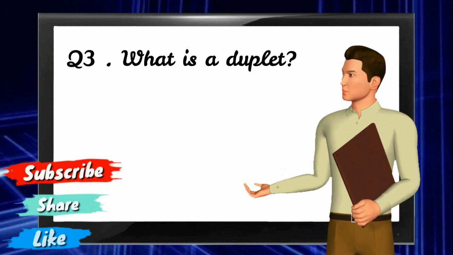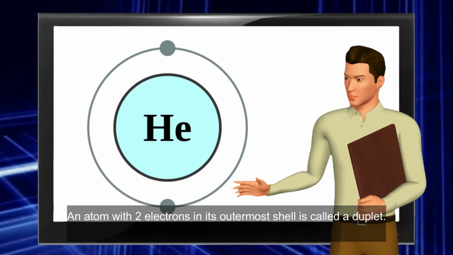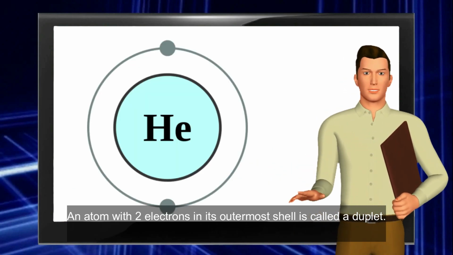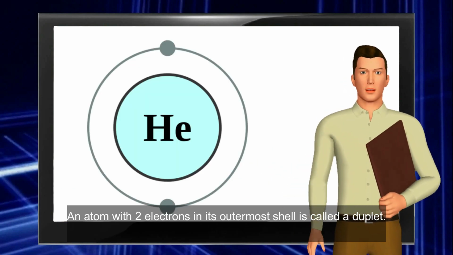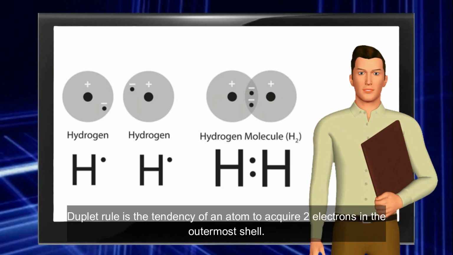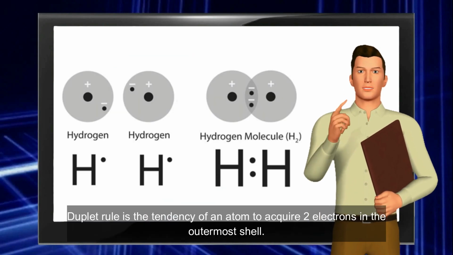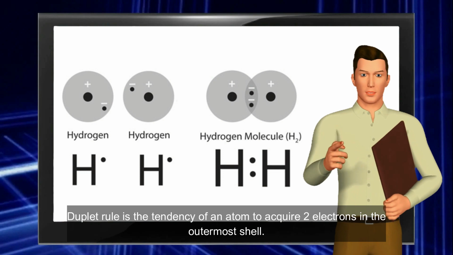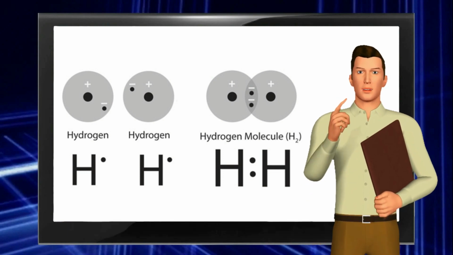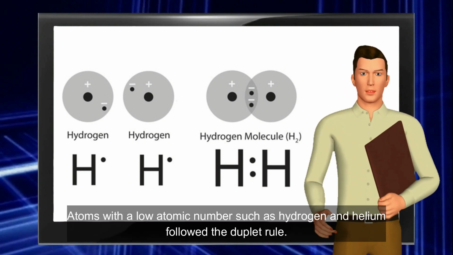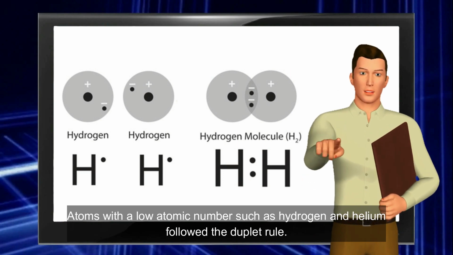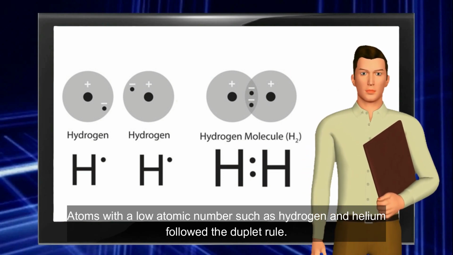What is a duplet? What is the duplet rule? An atom with 2 electrons in its outermost shell is called a duplet. The duplet rule is the tendency of an atom to acquire 2 electrons in the outermost shell. Atoms with a low atomic number such as hydrogen and helium follow the duplet rule.